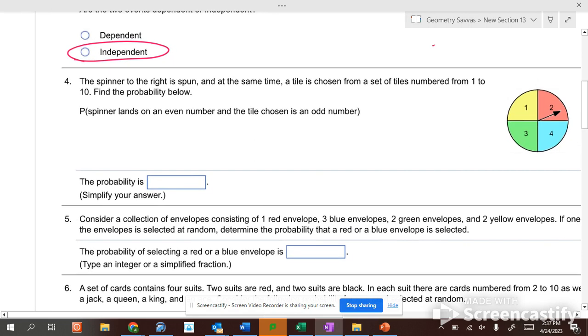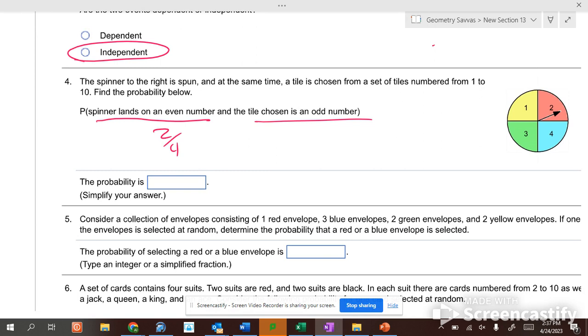All right, so you spin the spinner. The spinner lands on an even number. How many even numbers are on that spinner? 2 out of the 4. You choose a tile from a set of tiles numbered 1 to 10. What's the probability you choose an odd number if they're numbered 1, 2, 3, 4, 5, 6, 7, 8, 9, 10? 5 out of 10 are odd numbers. Well, this is 1/2, and this is 1/2, and you multiply, so you get 1/4.